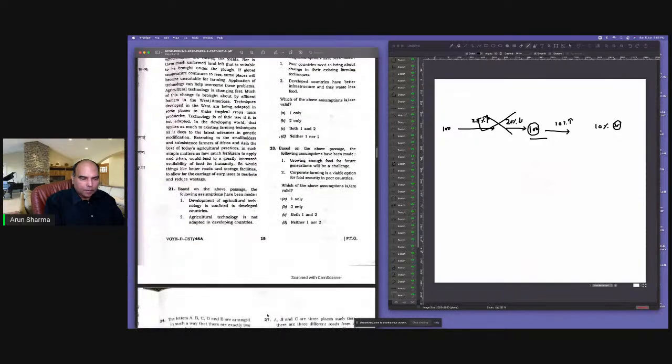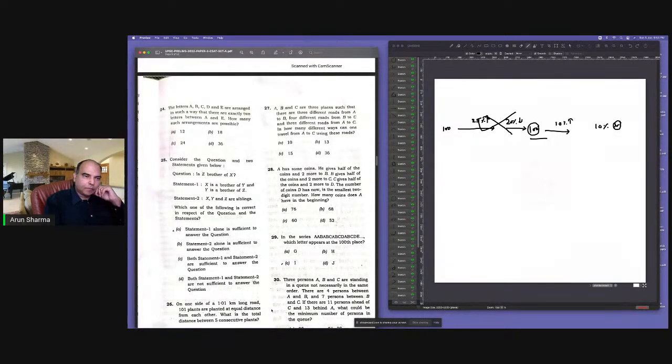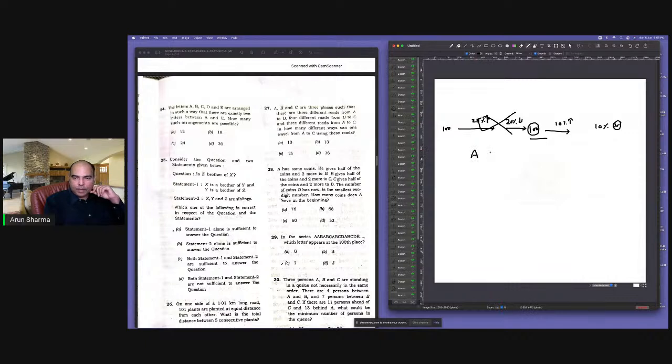So we are skipping a few questions. Question 24. The letters A, B, C, D, E, again a permutation combination. Permutation combination has been a favorite of UPSC right from the early 2000s, so they are going back to it now. The letters A, B, C, D, E are arranged in such a way that there are exactly two letters between A and E. How many such possible arrangements are there?